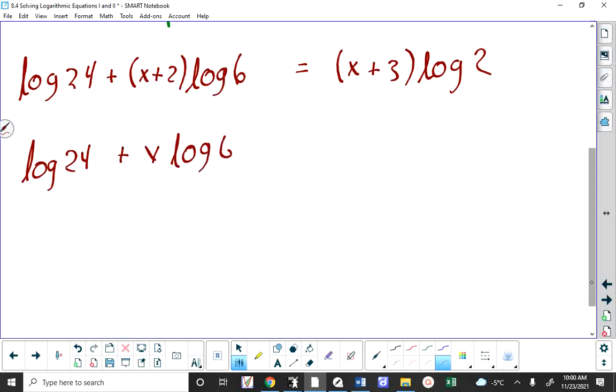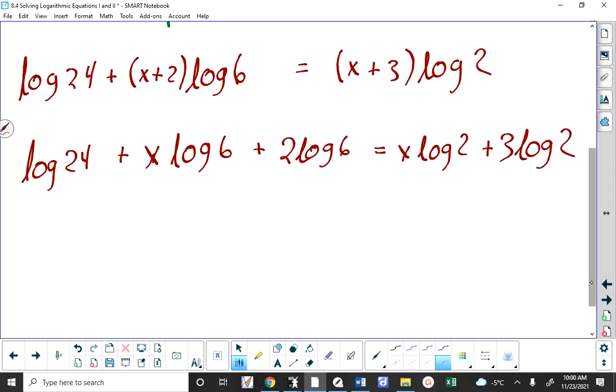So x times log 6 is x log 6. 2 times log 6 is 2 log 6. I hope that many of you are just seeing 2 log 6 as log 36. Like you just see it and you go, oh, well, that's log of 36. And then equals x log 2 plus 3 log 2. 3 log 2, by the way, is log 8. Because if you move that exponent up in front, that's in front currently, and put it up top on the base of 2, you'll have 2 to the 3. 2 to the 3 is 8.